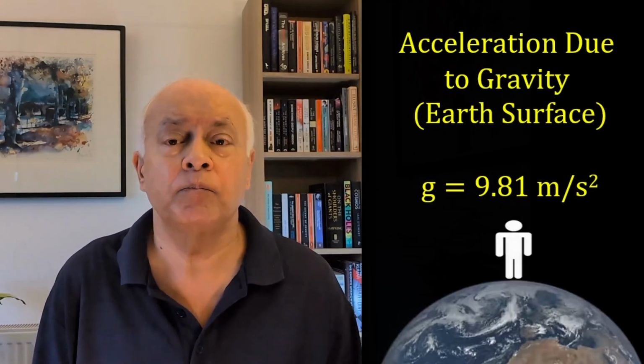In many examples, when we have to use g, we can just approximate g to be equal to 10 meters per second squared, because that makes the calculations much easier, but does not really affect the result. So approximating g to be 10 meters per second squared is often done, but of course we can use the more exact value of 9.81 meters per second squared when we want to be exactly precise.